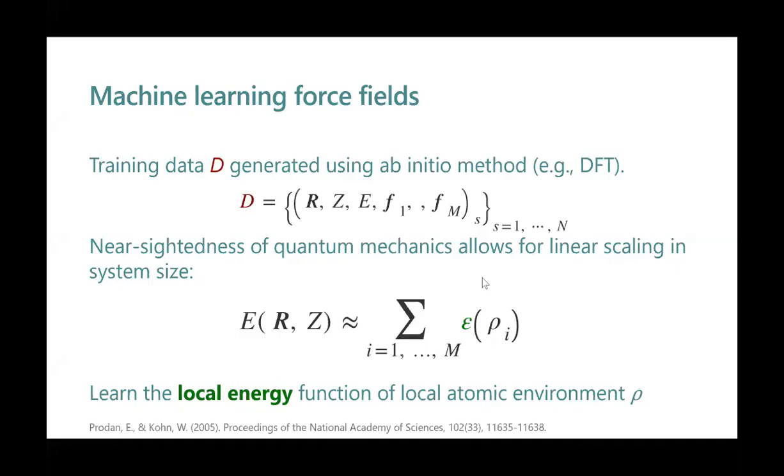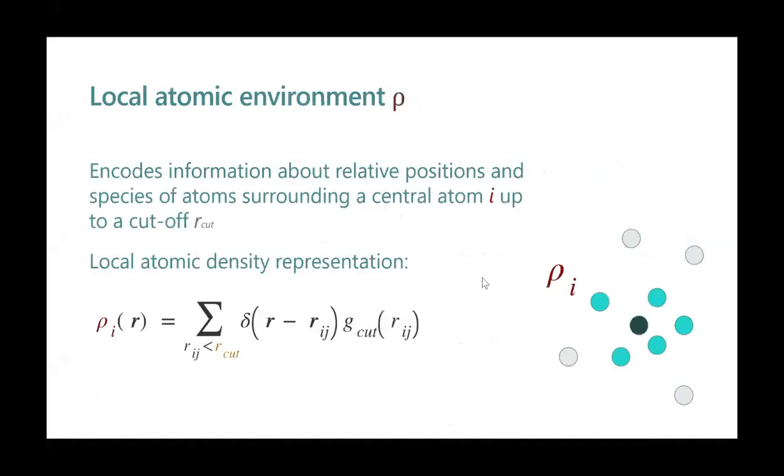System size by predicting the total energy of a system as a sum of local energies. These objects are functions of local atomic environments rho. It's an object that encodes information about relative positions of atoms, species, charges, whatever, of atoms surrounding a central atom I up to a cutoff radius R. So you carve a sphere around your atom and you only consider atoms within that sphere.